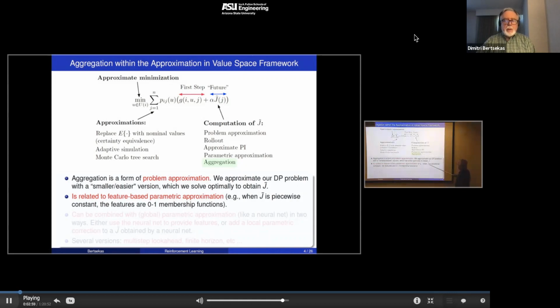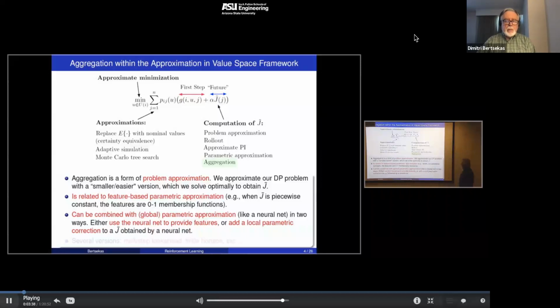In particular, we're going to see a major special case. Major special cases are going to be obtained when J tilde is piecewise constant. And we have seen that piecewise constant functions can be viewed as feature-based approximations with the features being 0, 1 membership functions, 1 over a subset, 0 everywhere else. So there is a relation of aggregation with this, and not only is there a relation with parametric approximation, but it can be combined with parametric approximation.